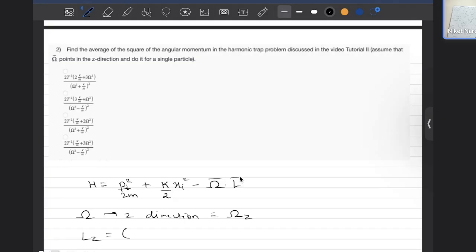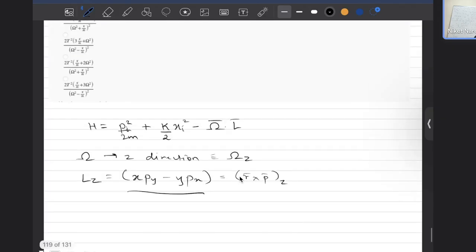So what is the expression for Lz in terms of these operators? It's x py minus y px, right? Basically this is simply r cross p, and I want only the z component of this. So that's what this is: x py minus y px. All right, so this is what I want. And what has been asked is that we want the expectation value of Lz square. That is what we want to calculate.